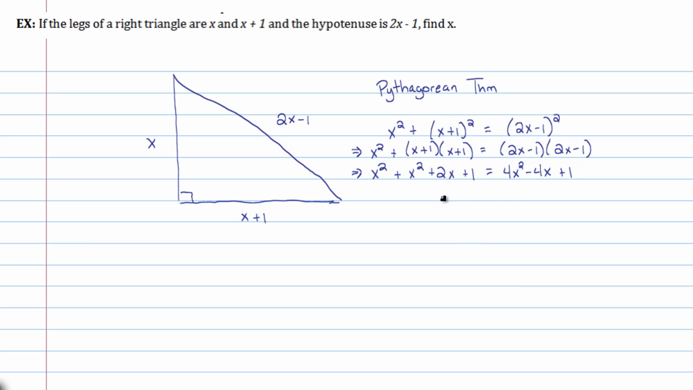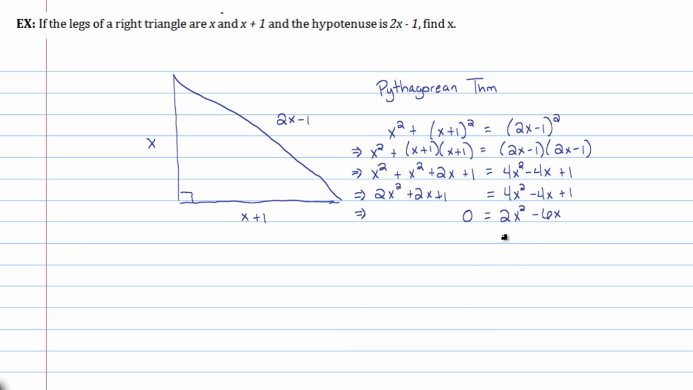Let me combine like terms on each side. So that's a 2x squared plus 2x plus 1 equals a 4x squared minus 4x plus 1. And now, choose a side to move things to. I'm going to move everything to the right-hand side to keep my variables positive, the coefficient on my x squared term specifically. So I'll subtract 2x squared from both sides, so I'll get a 2x squared. I'll subtract 2x from both sides. And I'll subtract 1 from both sides, which leaves me with no constant. And now I get to solve this.